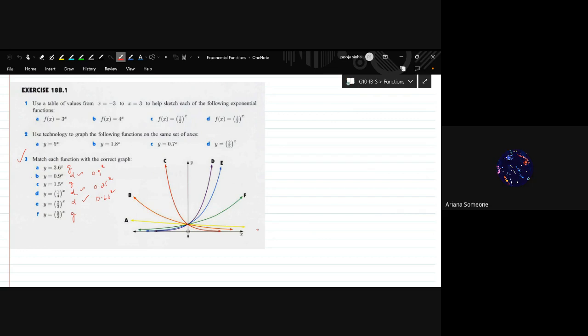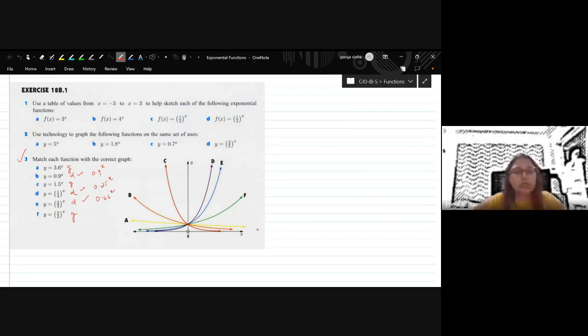D is A. It has to be. So D is, E, you mean to say, this is 0.25. Can I write here 0.25 raised to power x? Then this one is 0.66 raised to power x. And this one is 0.9 raised to power x. Am I right?